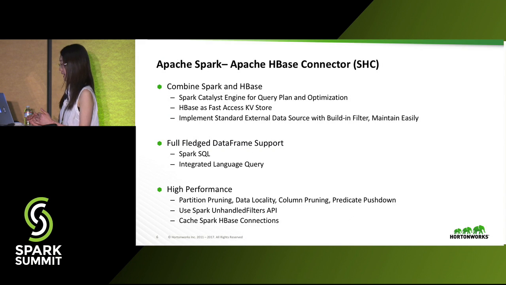In the following talk, we will call this Spark HBase connector SHC for short. SHC leverages the Spark Catalyst engine for query optimization, uses HBase as a fast-access key-value store, and implements the standard Spark data source API. This design makes maintenance very easy, while achieving a good trade-off between performance and simplicity, since no matter how Spark changes, the data source API stays stable.